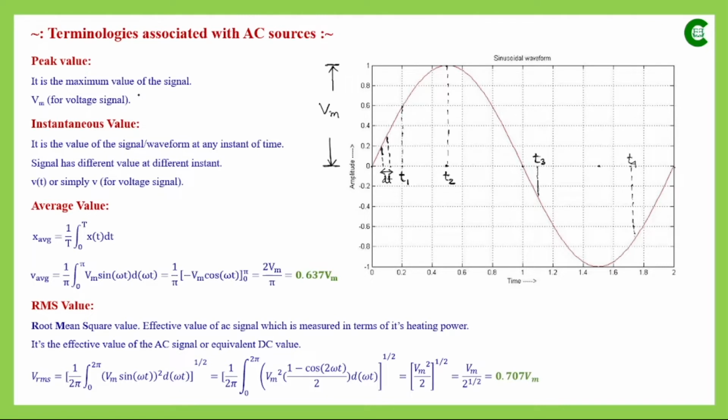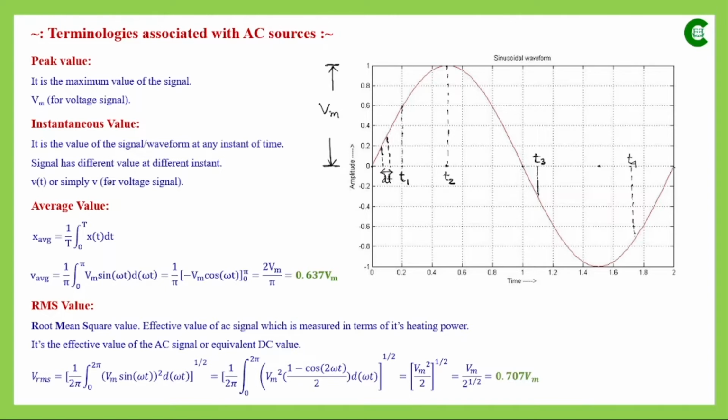Now the next terminology is instantaneous value. It is the value of the signal or waveform at any instant of time. Since it is varying in nature, at every instant the amplitude of that signal will be different. So the instantaneous value gives us the idea of the amplitude of the signal at any instant of time. We represent the signal in such a way that if we put in the value of a particular time, we will get the amplitude of that signal.